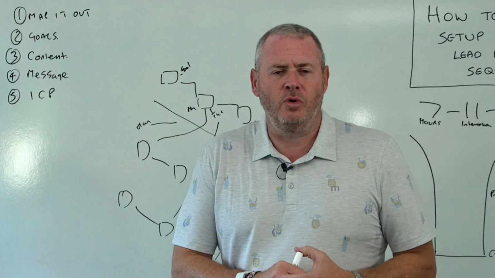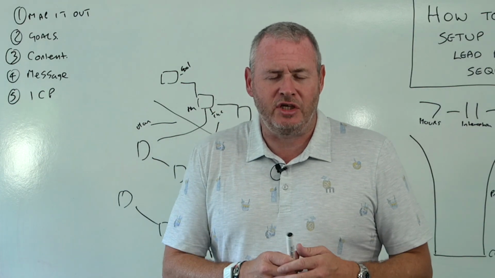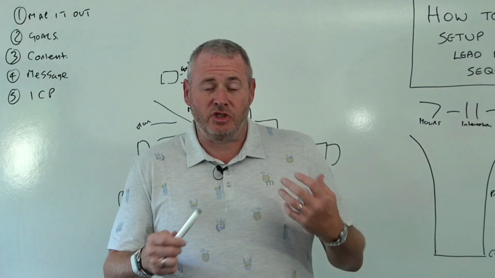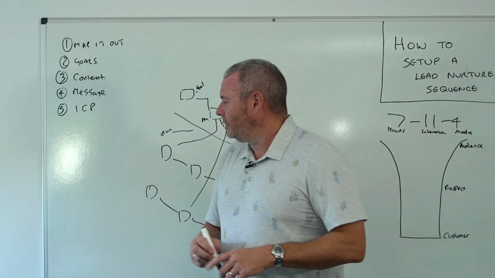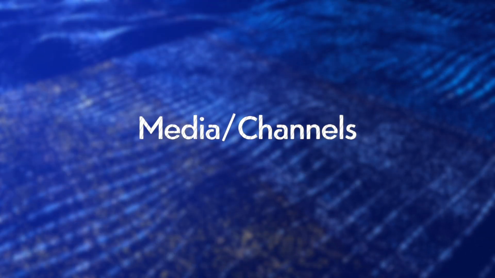But what is the ideal customer profile for you? What does the ideal customer look like for you? What are the challenges and frustrations they've got, so that you can then start to share content and materials with them? And then the final point to consider before we get into a bit of mapping is media or channels.